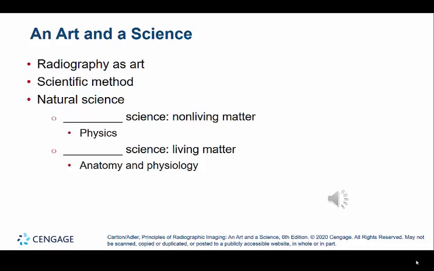Now, as radiographers, we're going to learn both about physical and biological science. Physical science is the study of non-living matter. An example would be physics, which is what this course is mainly going to cover. Biological science is the study of living matter. Those courses would include anatomy and physiology.